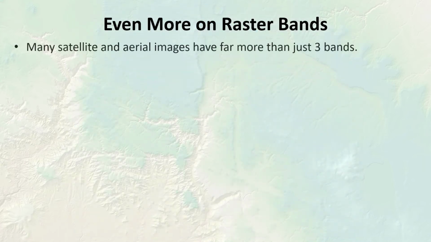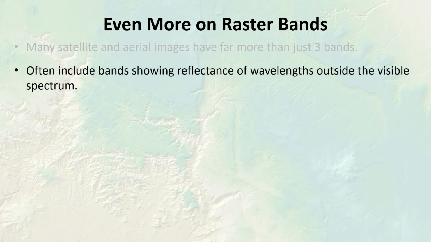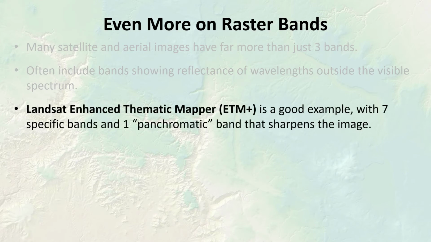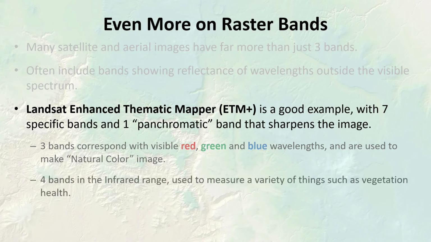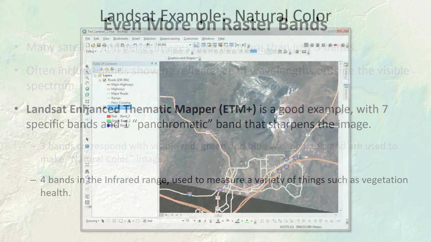Now, a little bit more. Most satellite and aerial imagery have more than just the 3 red, green, and blue slices of the spectrum. Many of them show a lot of wavelengths outside of the visible spectrum. And these are really useful for a lot of ecological applications. One example, Landsat Enhanced Thematic Mapper has 7 bands. 3 of them are in the red, green, and blue slices that we use to make natural color images, but there's 4 more in the infrared range. And these are useful for things like vegetation health.